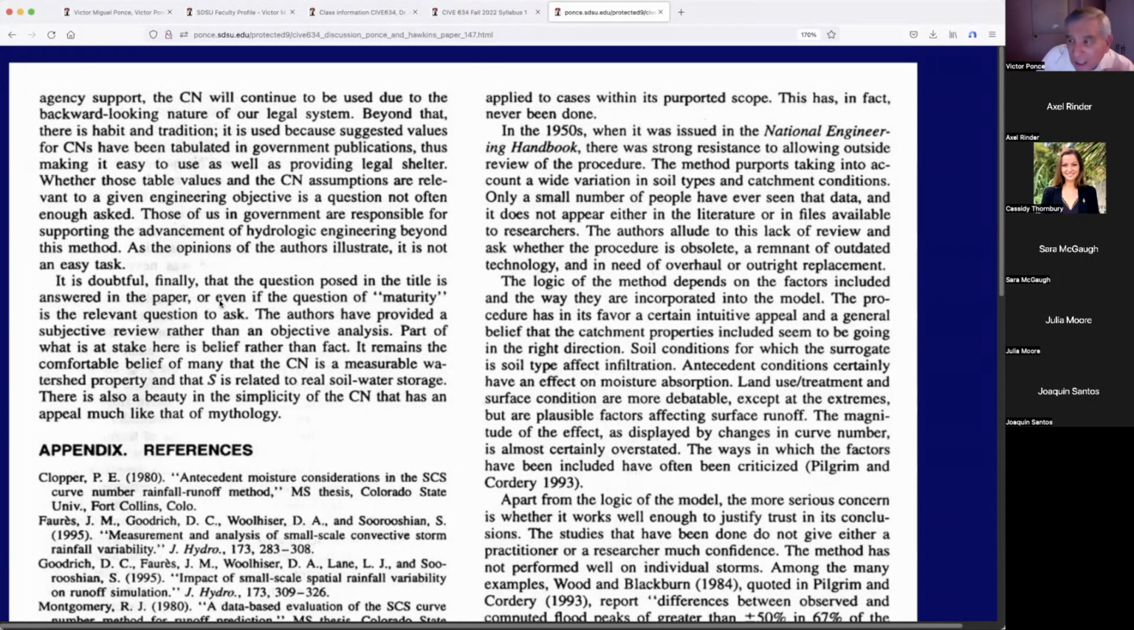Okay? There are some detractors, among them Roger Smith and perhaps a handful of others. But still, the method is there. Okay. The others have provided a subjective view rather than an objective analysis. And that's Professor Ponce.